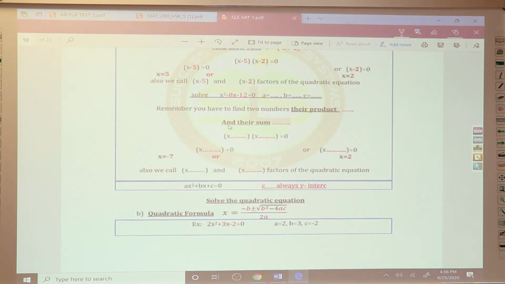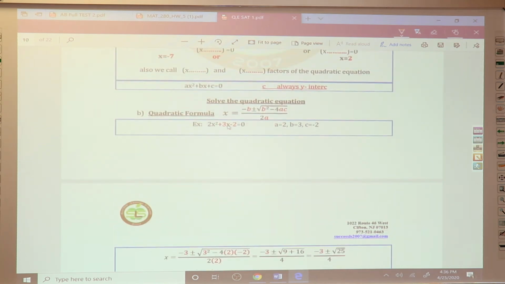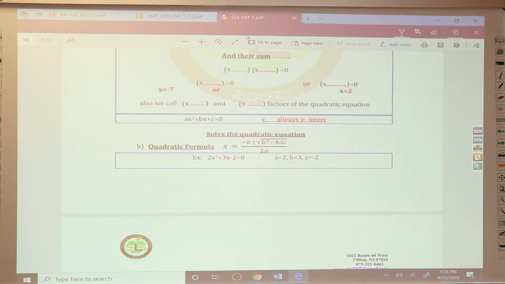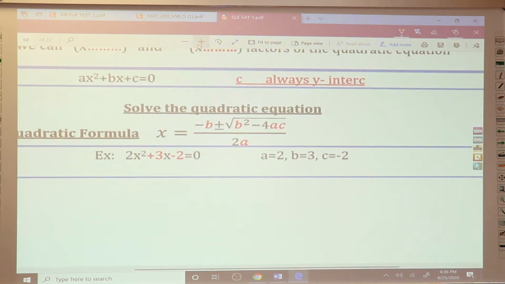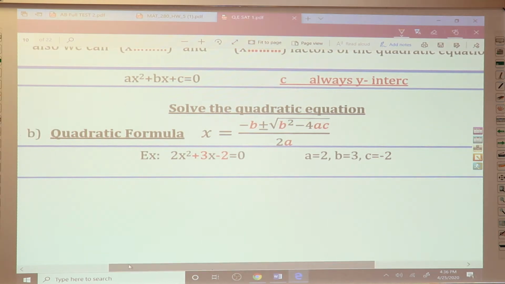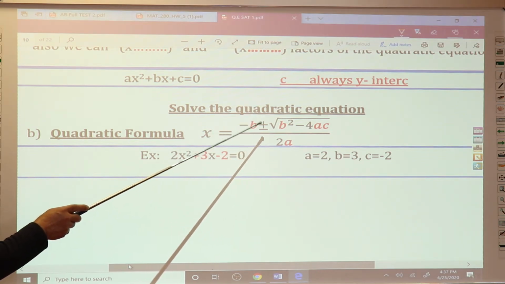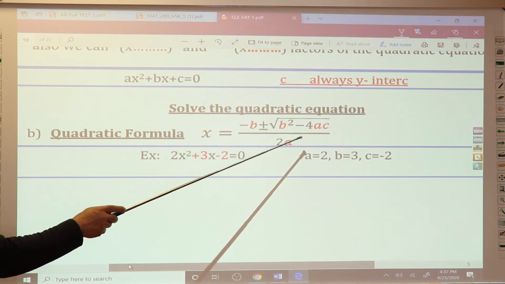Okay, now, sometimes we cannot factor. What do we have to use? The quadratic equation solving. Now this is my class, right? Solving using the quadratic formula, right? I need you to master this, guys. Solve the quadratic equation using the quadratic formula. What is my quadratic formula? Negative b plus or minus the square root of b squared minus 4ac, all over 2a.